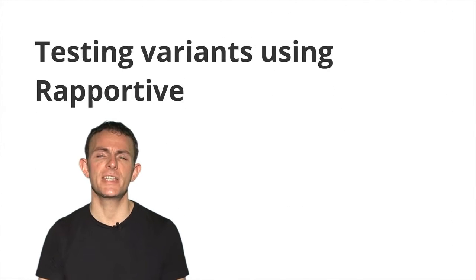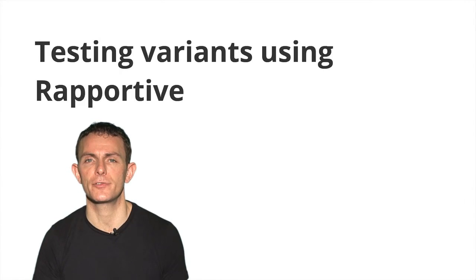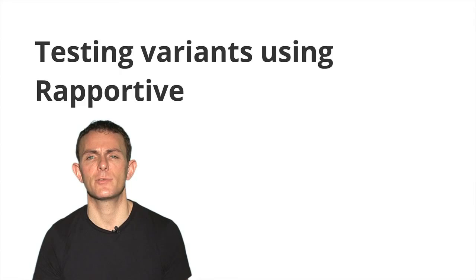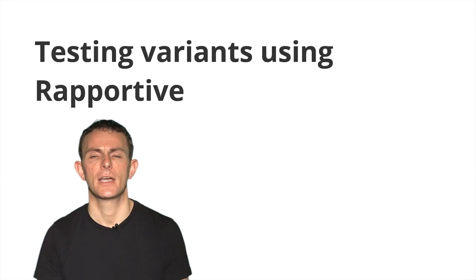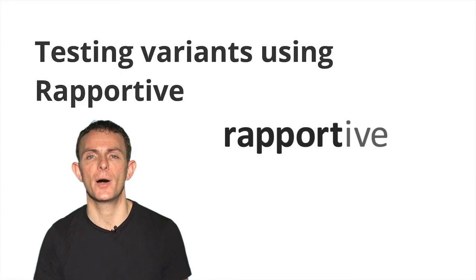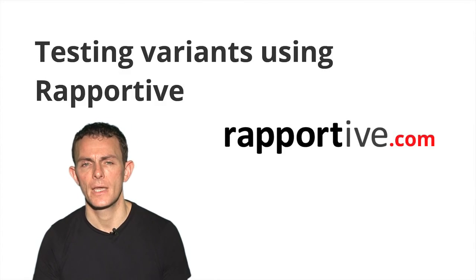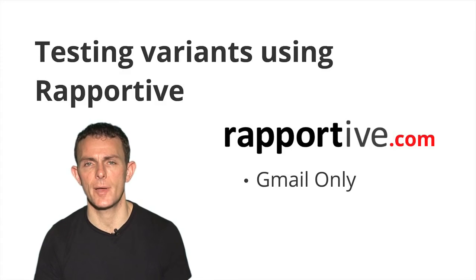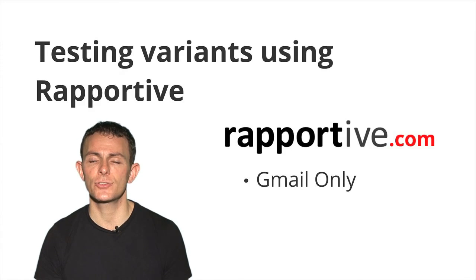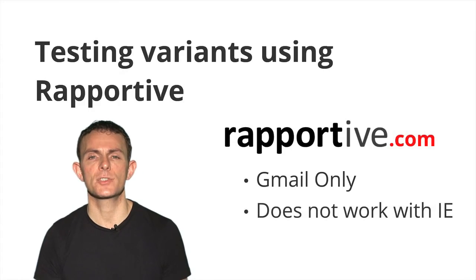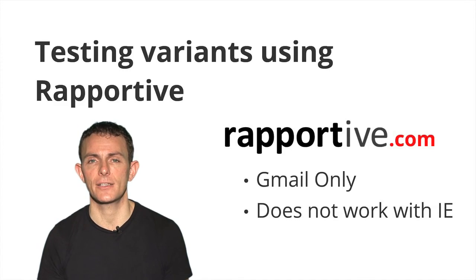So next up, we're going to test variants of different email addresses using a tool called Rapportive. So perhaps we can't think of what the email pattern is or can't find it, and it's not verifiable perhaps by Mail Tester. Well, we can use Rapportive. That's rapportive.com. So this is a plugin that works for Gmail only, and doesn't work with Internet Explorer. So as long as you're using a different browser to Internet Explorer, and you do have a Gmail account, this can be a really, really handy tool for you.